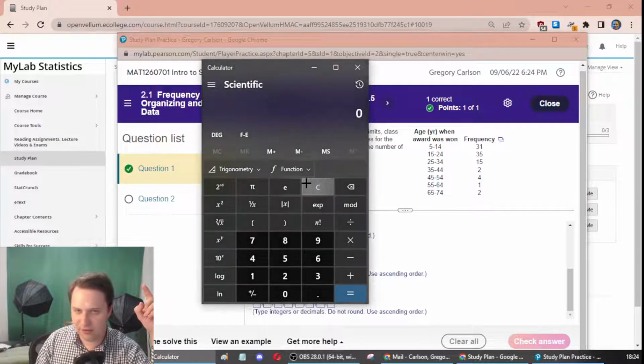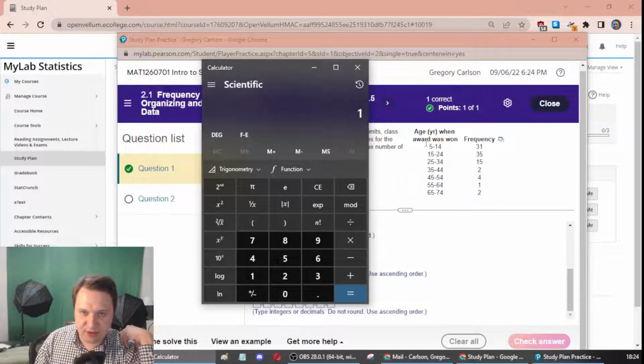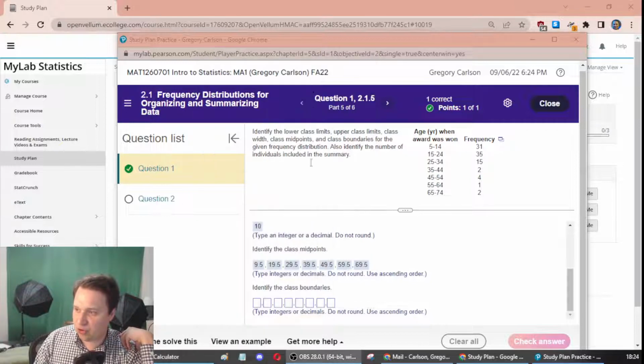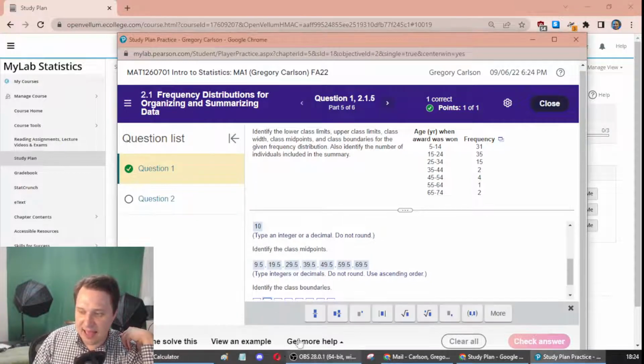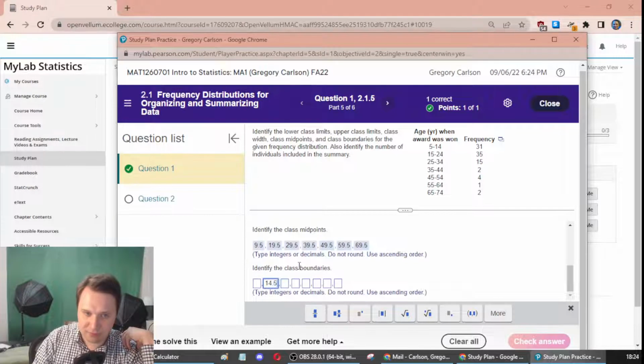Let me clear the calculator first. So it's the upper of 14 plus the next one, 15. So those are the two edges. Press equals, then press divided by 2. So there's your first boundary. Notice that's right in between 14 and 15. Do you see that? But here's the trick. I'm going to put that in as the second answer, right? That seems weird. Just bear with me. I'm putting that in as the second answer, okay?